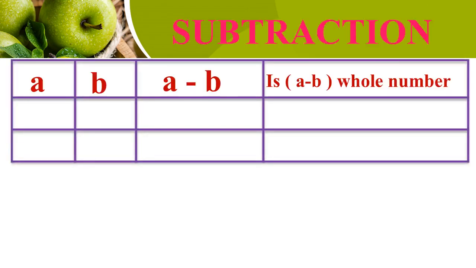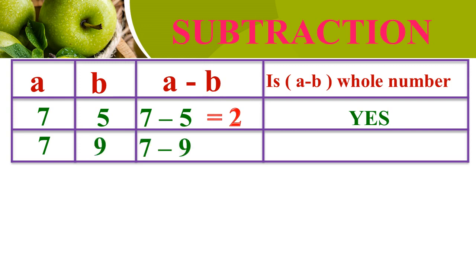First, let us check for subtraction. Here, A equal to 7, B equal to 5. Now we want to subtract 7 and 5. Therefore, 7 minus 5 equal to 2. Is A minus B a whole number? Yes. Next, A equal to 7, B equal to 9. 7 minus 9 equal to minus 2. Is A minus B a whole number? No, because minus 2 is not a whole number.